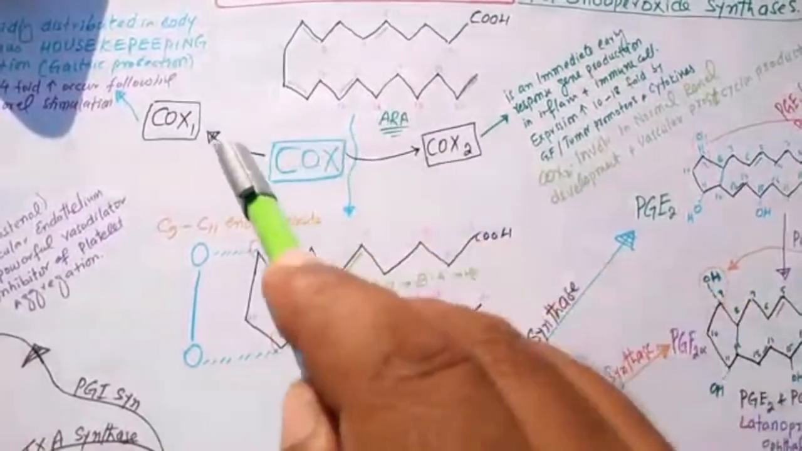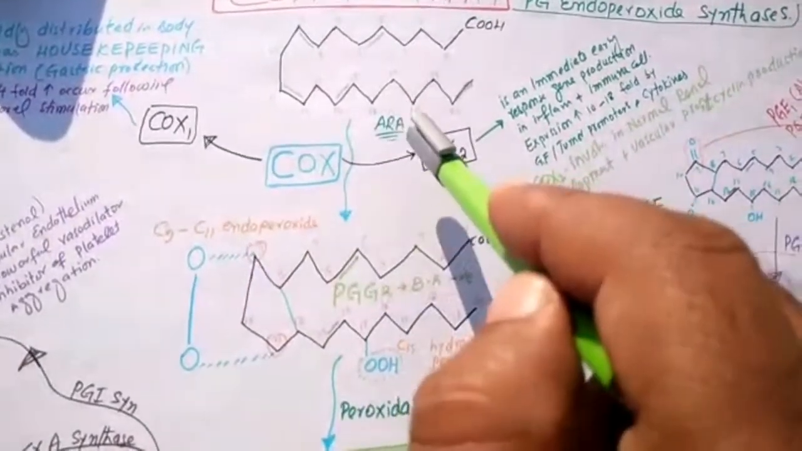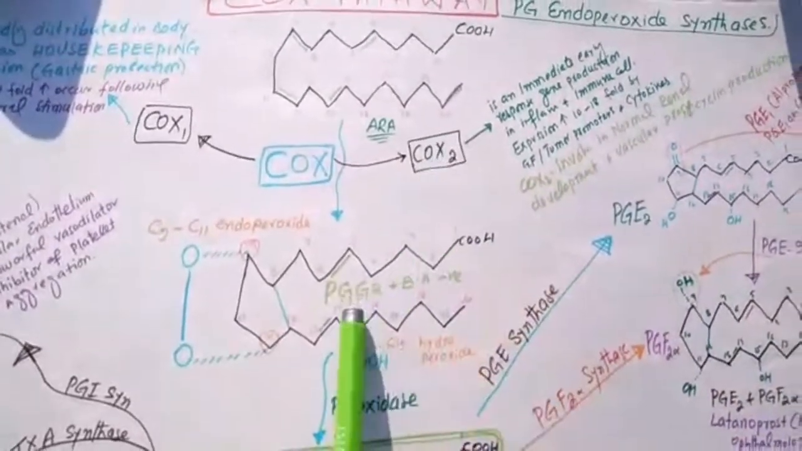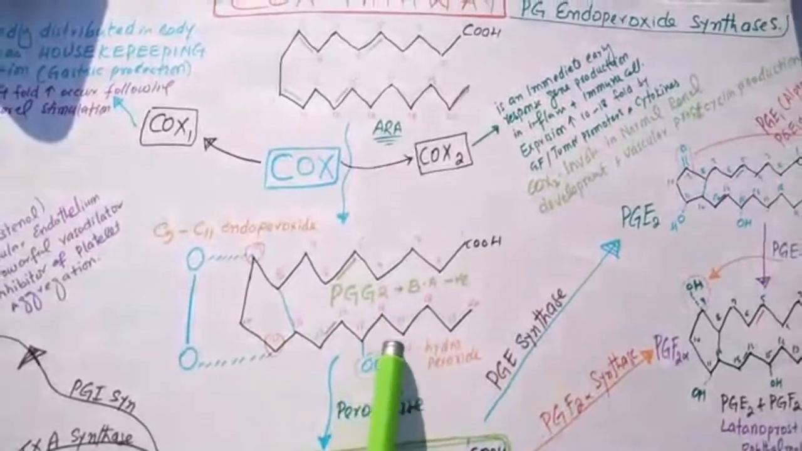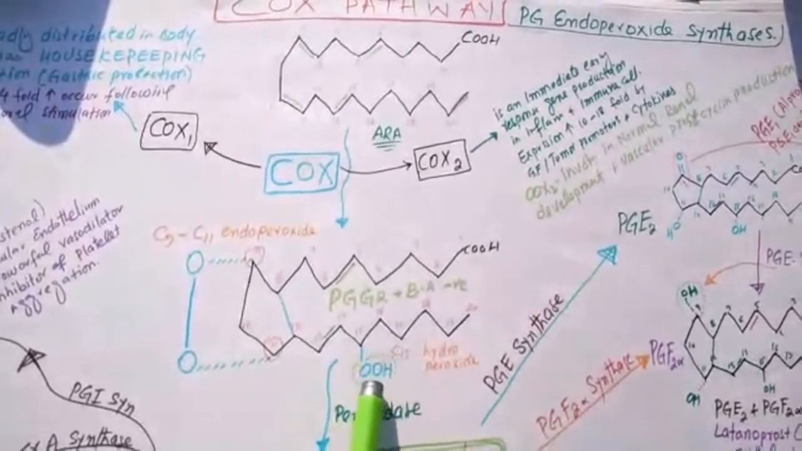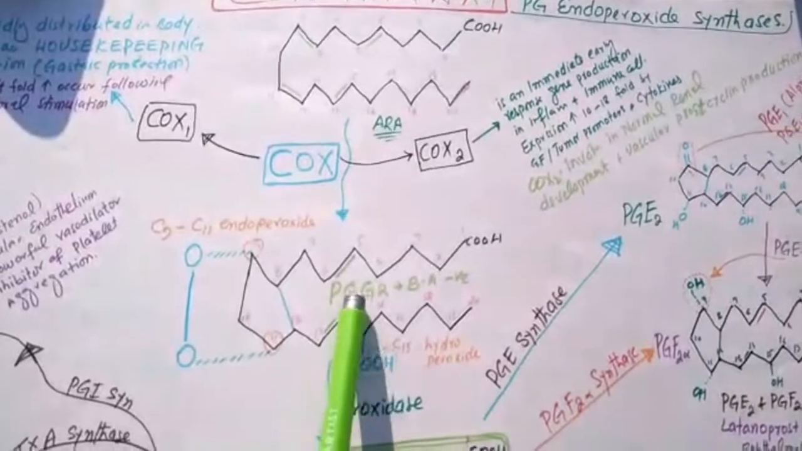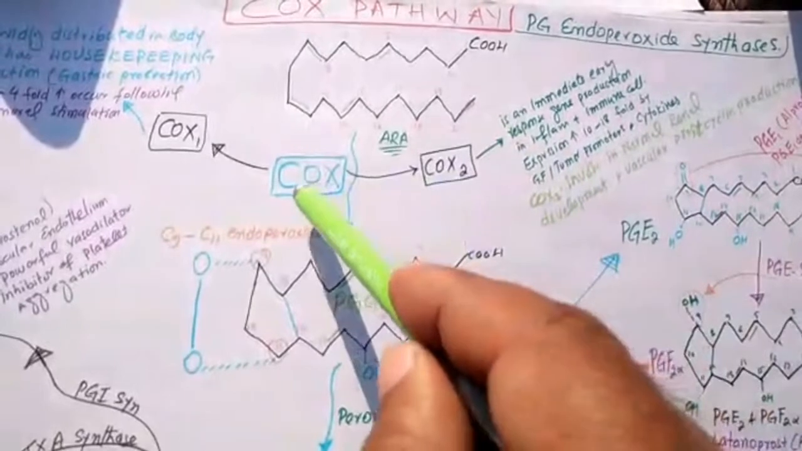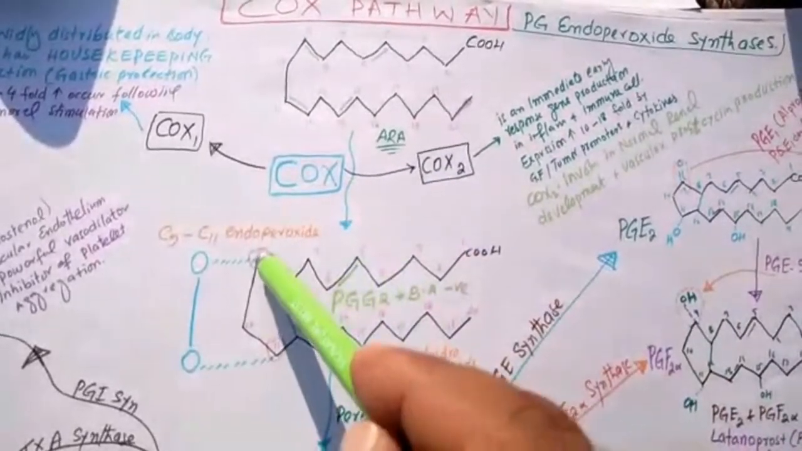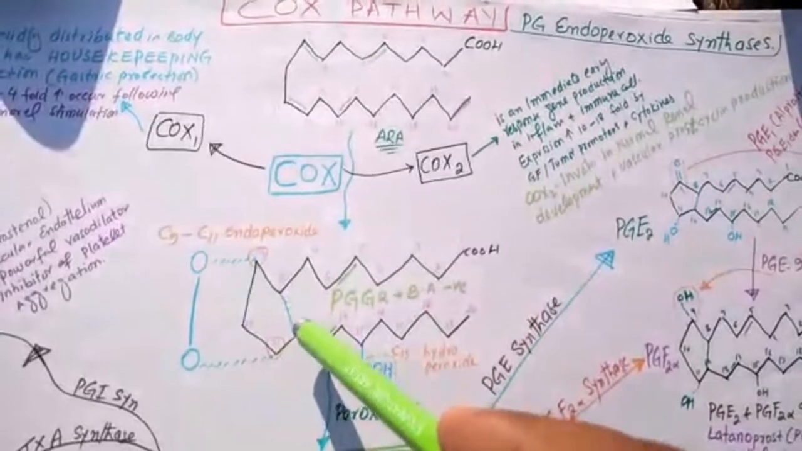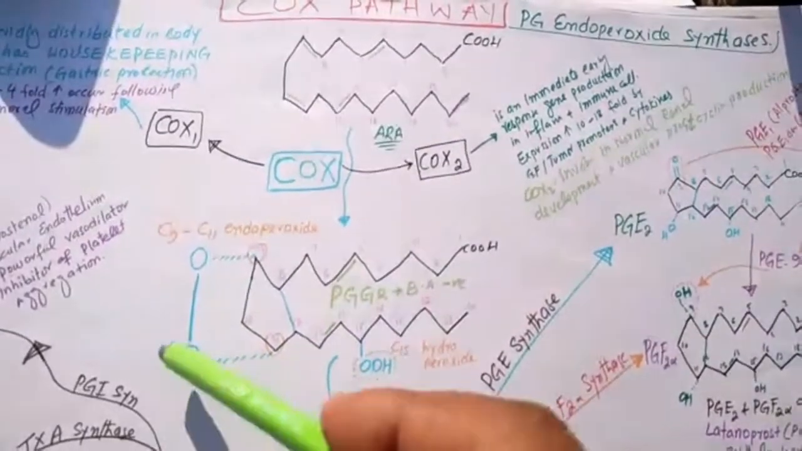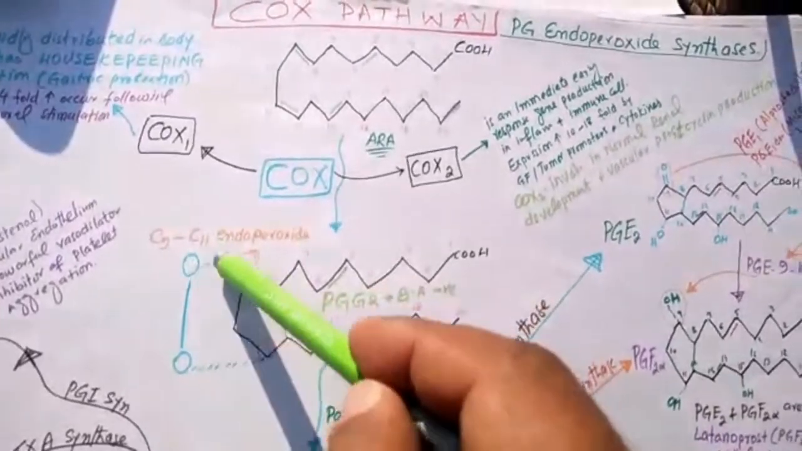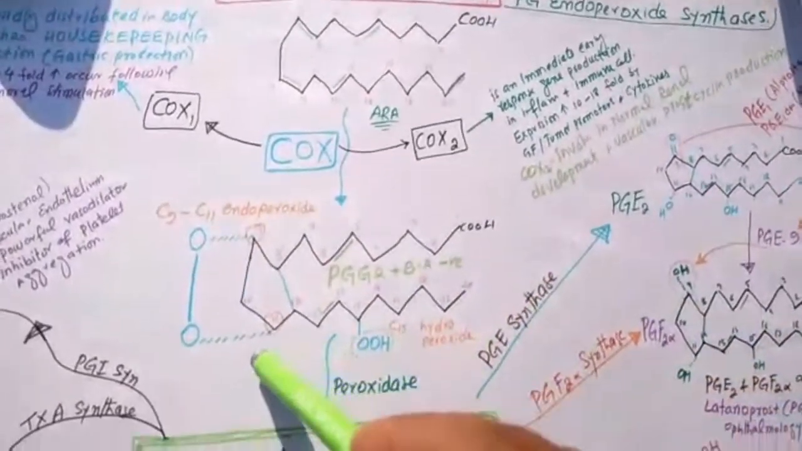The COX-2 and COX-1 both convert arachidonic acid into prostaglandin G2, which is biologically inactive due to this hydroperoxide. Due to this hydroperoxide, this prostaglandin G2 is biologically inactive, and these COX create one oxygen linkage at carbon number 9 and one oxygen linkage at carbon number 11, and in between there's a single bond between this oxygen and this oxygen. Such molecules are known as epoxide.